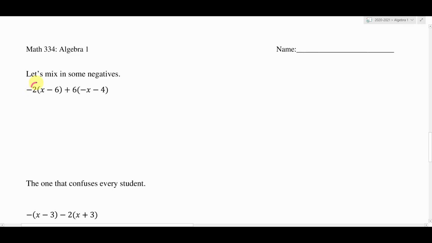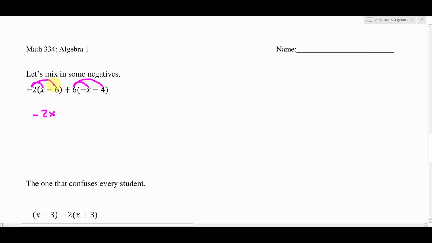So I'm going to take this negative 2 and distribute it into the parentheses, multiplying each term in the parentheses by the negative 2. Over here I have a positive 6, and that positive 6 is going to get distributed to each term inside of the parentheses. So here I go. I've got negative 2 times x. That'll give me a negative 2x. And then negative 2 times negative 6.